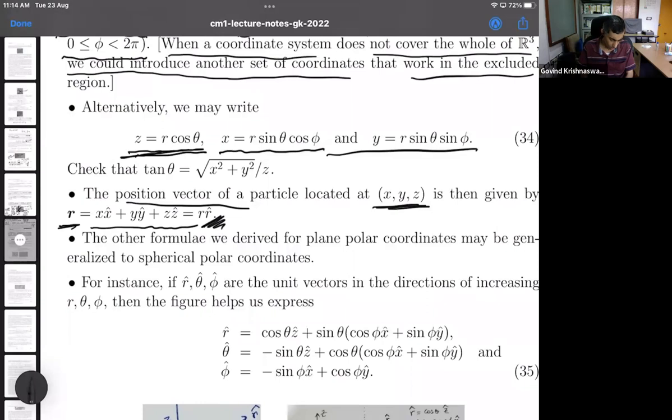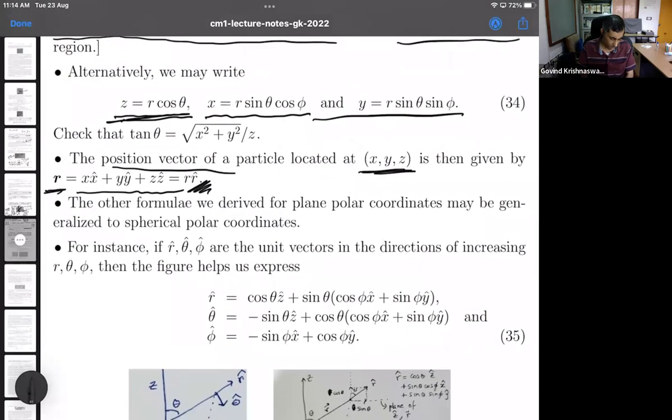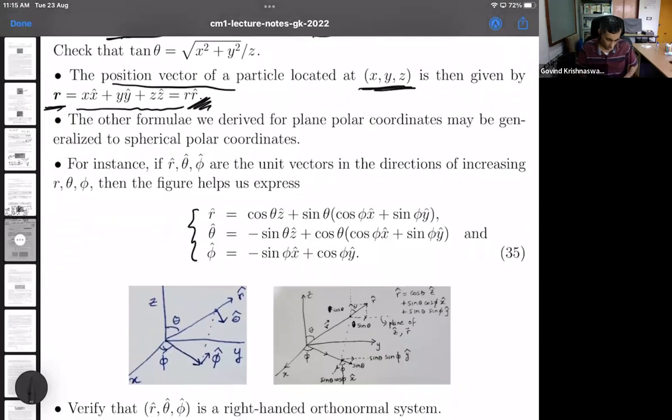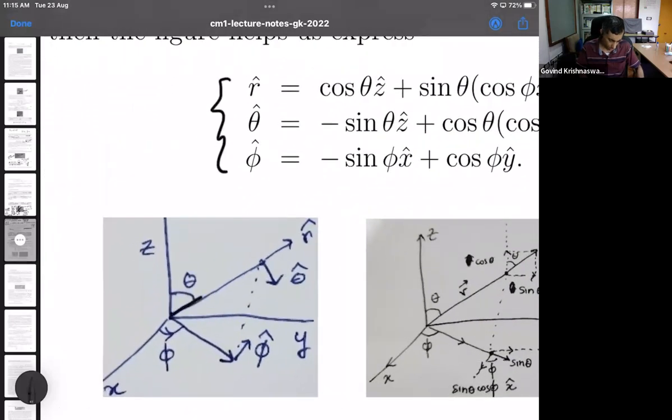Now, from the figure, it is possible to express these r hat, theta hat, phi hat vectors. First of all, what are their definitions? R hat is, by definition, the unit vector pointing in the direction of increasing r, holding theta and phi fixed. That's illustrated in this picture. This is our point, this is the position vector, and the radially outward pointing unit vector is called r hat.